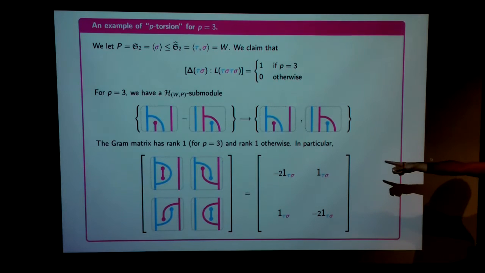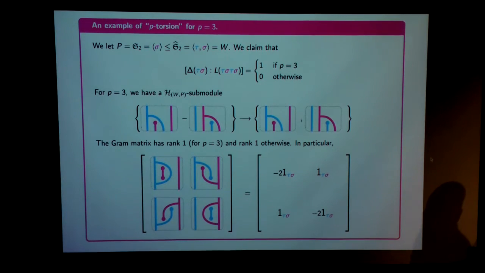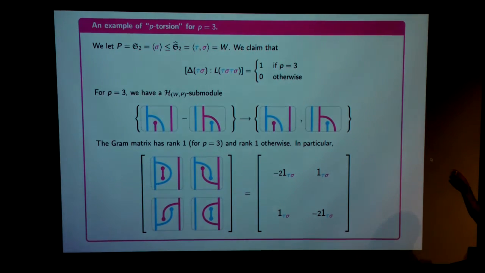So, did anyone not understand this slide? Does anyone not know what's going on? This was the most complicated one, so you're allowed to not understand it, no judgment.